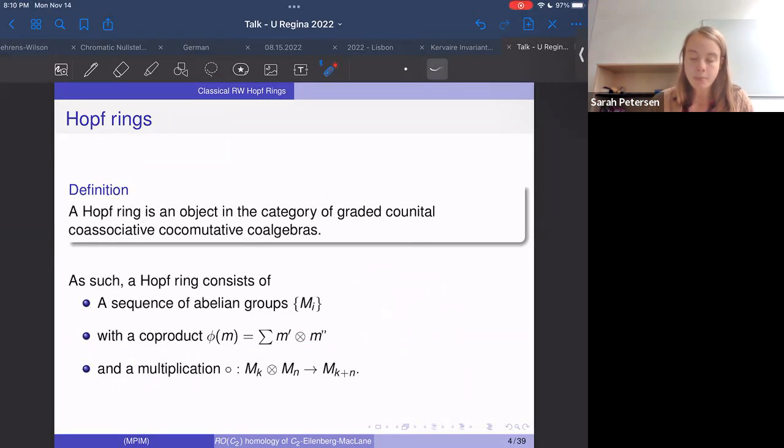In this setting, the Hopf rings are going to be graded. So we'll say that a Hopf ring is an object in the category of graded co-unital, co-associative, co-commutative coalgebras. That means our Hopf ring is going to consist of some sequence of abelian groups, denoted h_i, and each of these abelian groups will have a coproduct, and there will be a graded multiplication here denoted with the circle product.